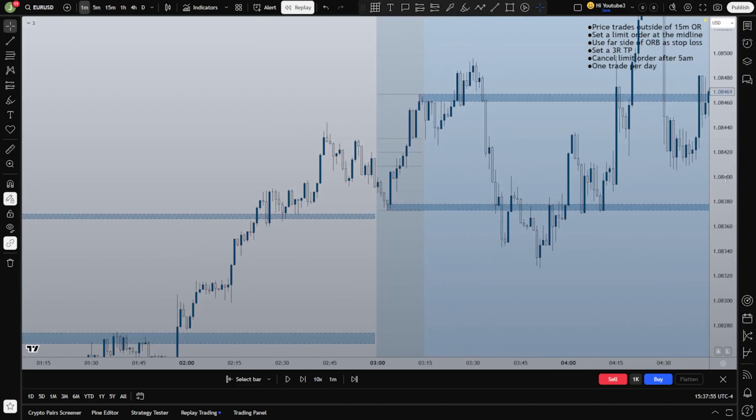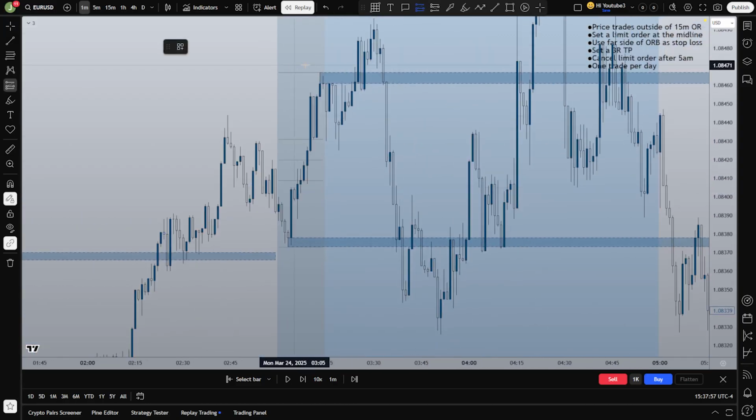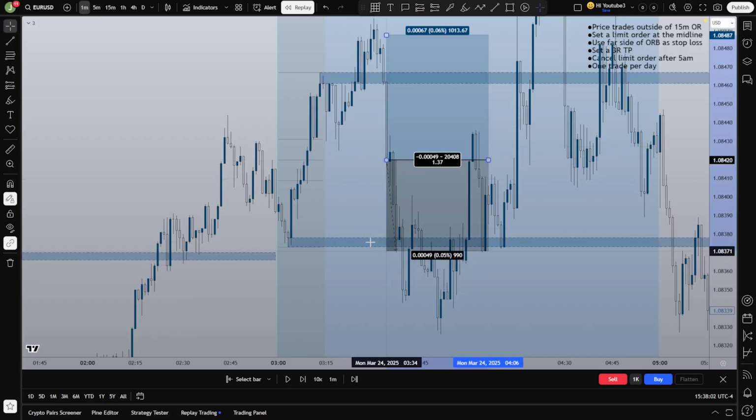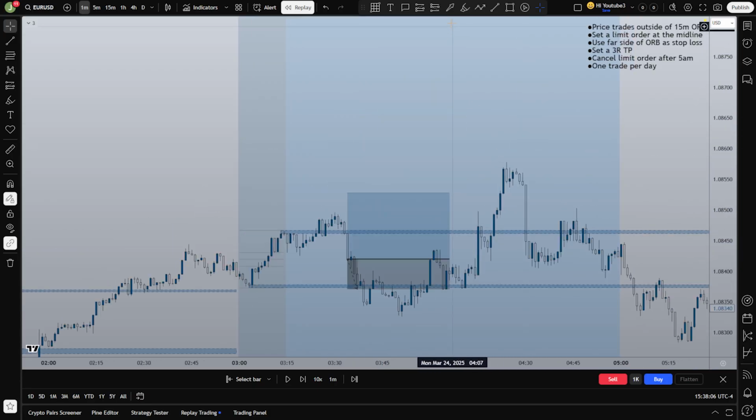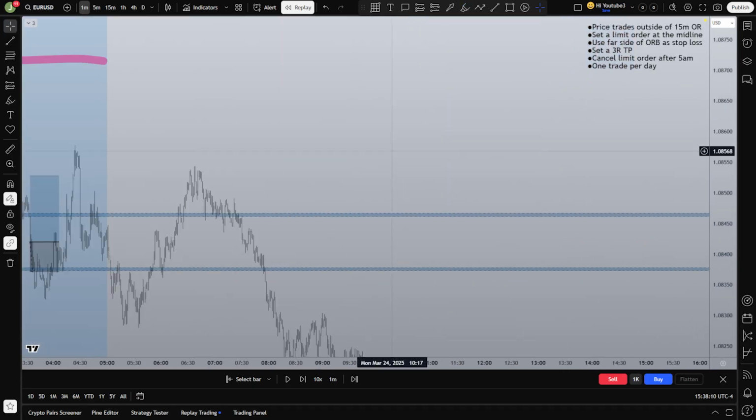This looks like another whiplashy day. Unfortunately, we break out top side first and just take our loss basically instantly. Mark that out, and we'll move on to the next day.